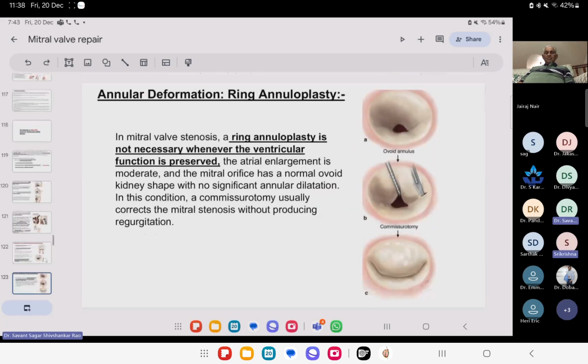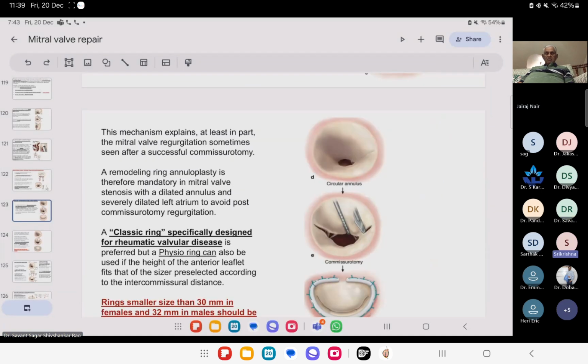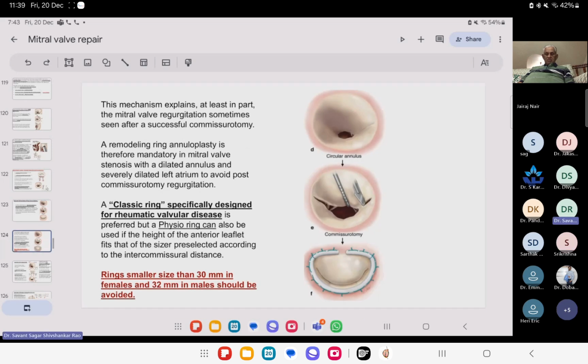So the annular deformation: ring annuloplasty. Ring annuloplasty is not necessary whenever the ventricular function is preserved. Most of the time, a classic ring of the same size is used. Most of the surgeons will undersize, but when I spoke to the consultants, they use the same size as the AML height, sir.